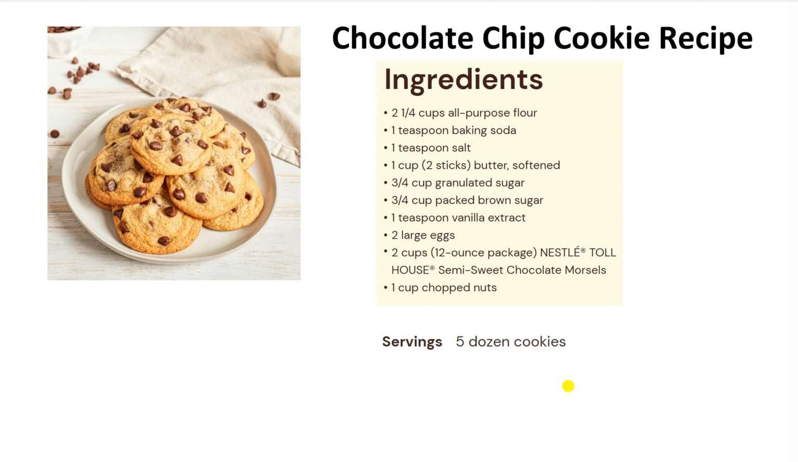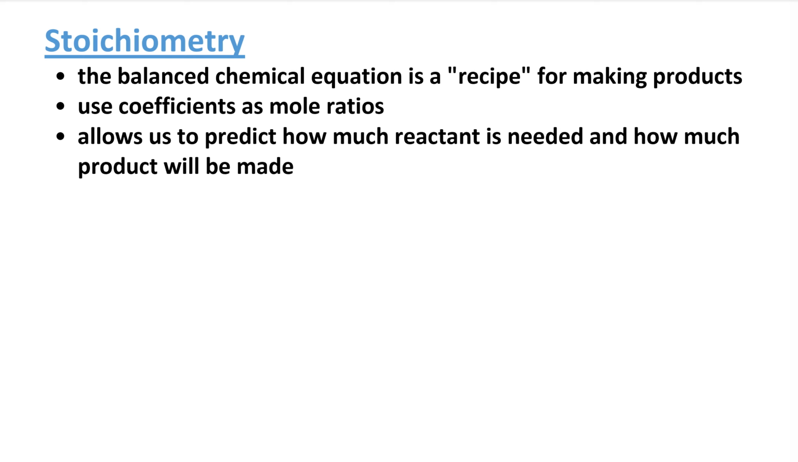In chemistry, our recipes are balanced chemical equations. And we approach this new topic called stoichiometry. So go ahead and take a moment here and write down what stoichiometry is. Stoichiometry is simply using the balanced chemical equation as a recipe for making products.